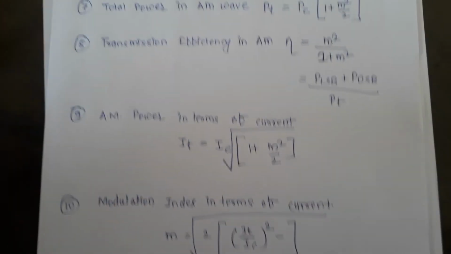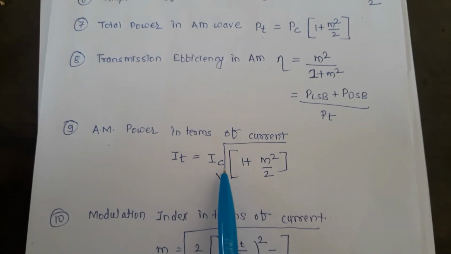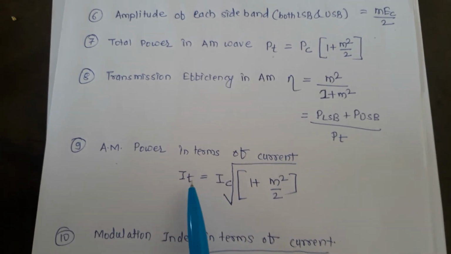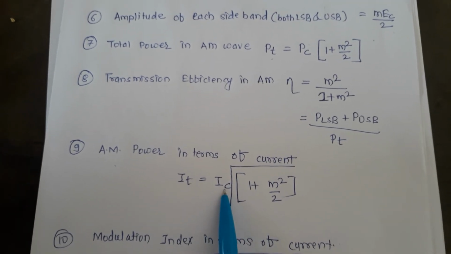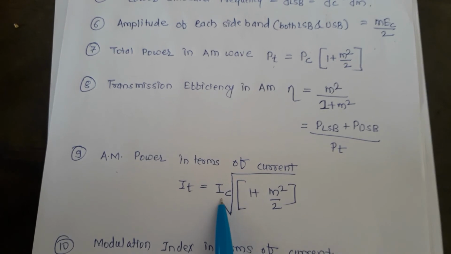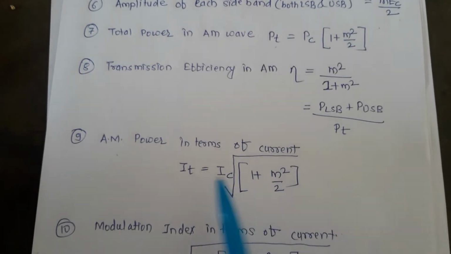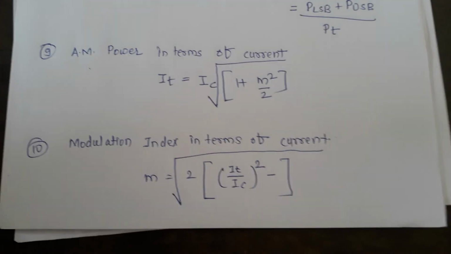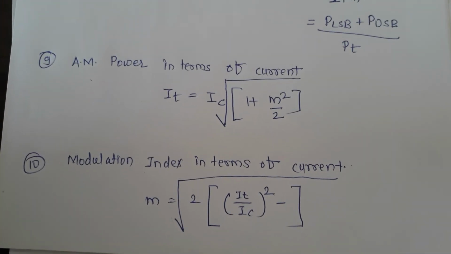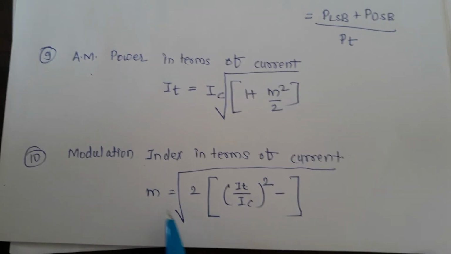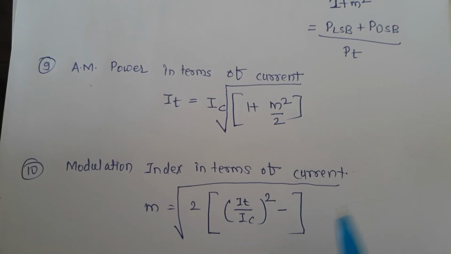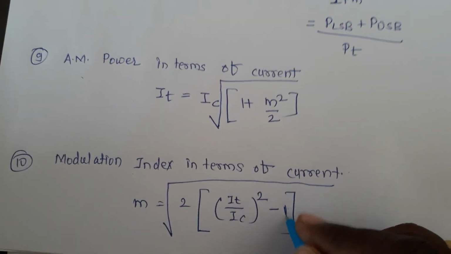Now AM power in terms of current is calculated by IT = IC √(1 + M²/2), where IT is the RMS total current, IC is the RMS current of the carrier, and M is the modulation index. Now the next formula is the modulation index in terms of current, which is given by M = √(2 × ((IT/IC)² − 1)).